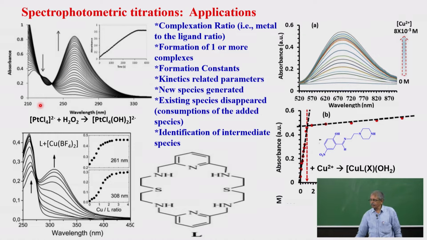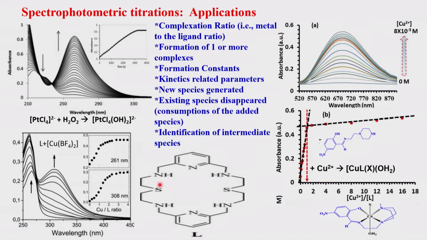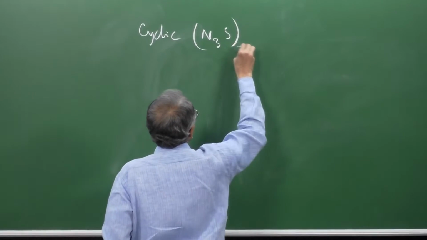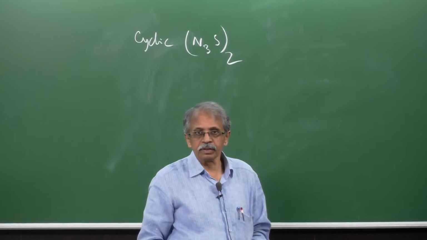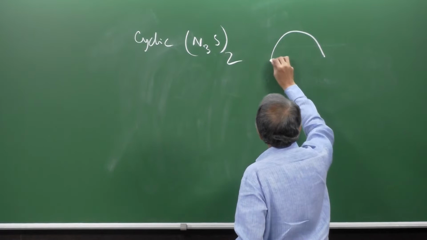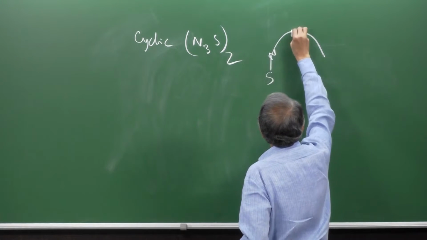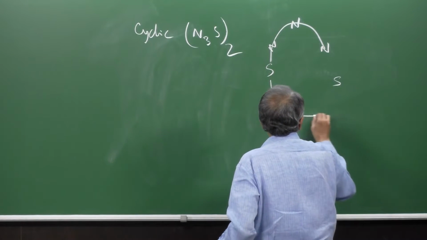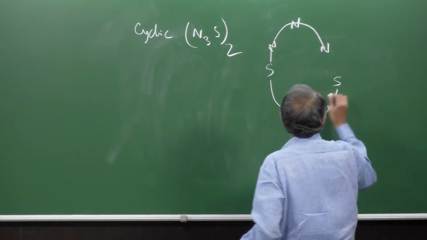Let's look at another example here. This is the cyclic ligand with 3 nitrogens and another 3 nitrogens and then 2 sulfurs. So it's basically an N3S twice kind of a ligand. So this is a cyclic ligand with N3S twice, N3S, N. Okay, so that kind of ligand.